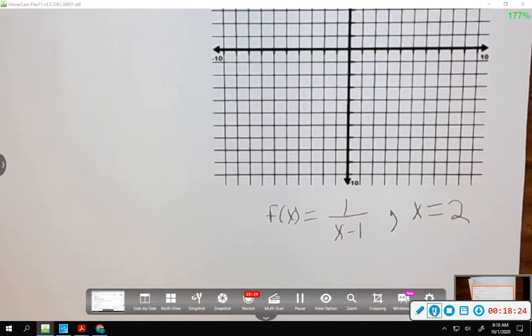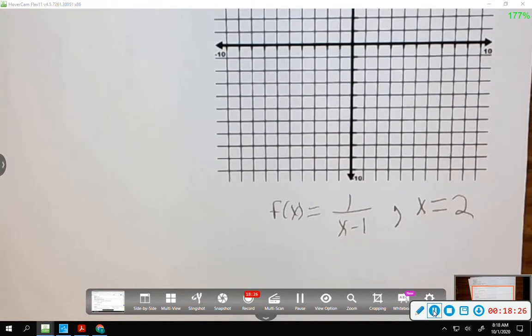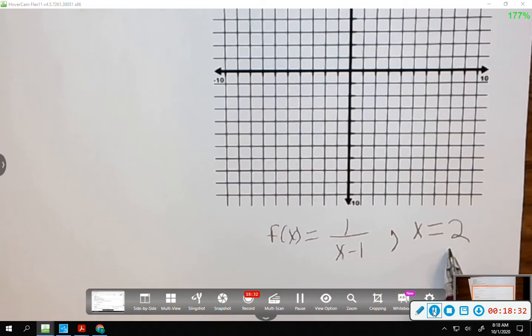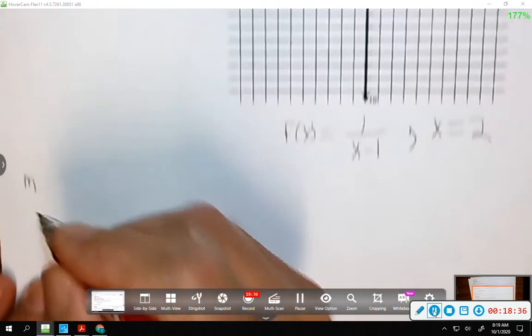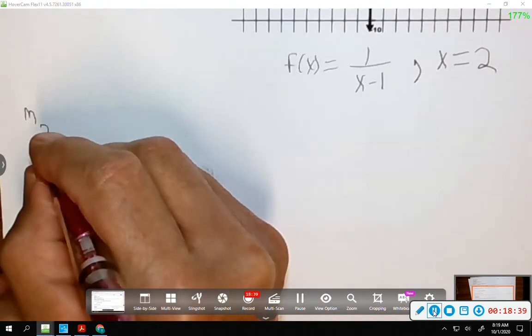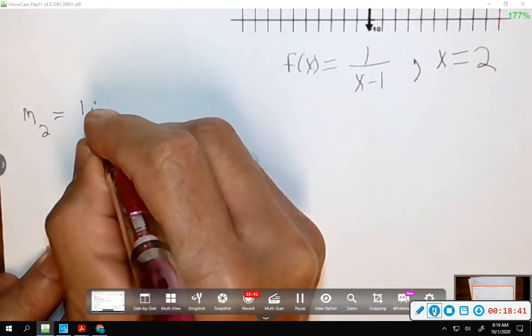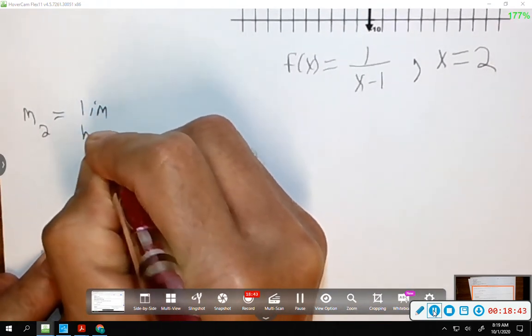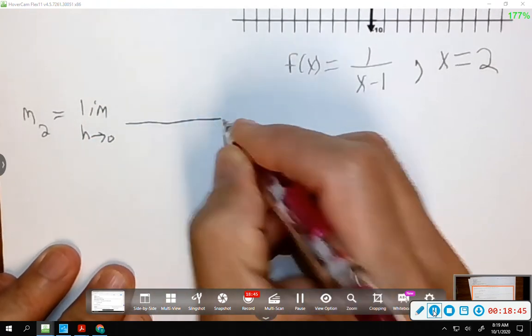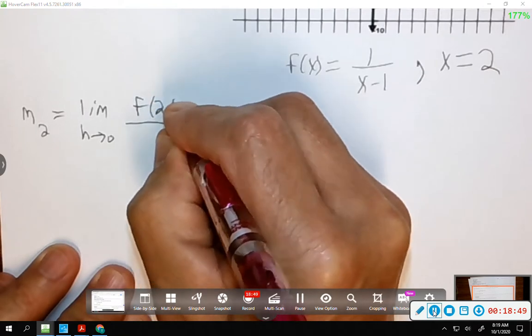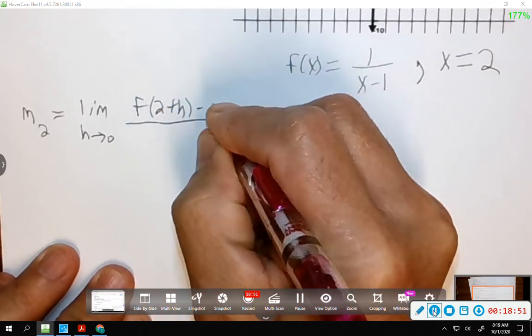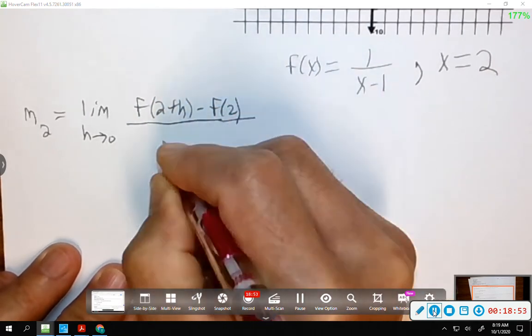So I'm not going to write down the generic formula again. I'm not going to write it down with a in there. I'm going to substitute 2 in for a, and I'm going to go right to this. The slope at 2 is the limit as h approaches 0 of f of 2 plus h minus f at 2 all over h.